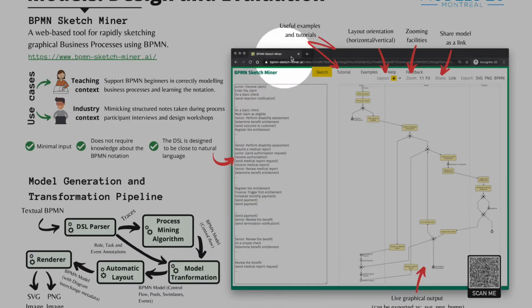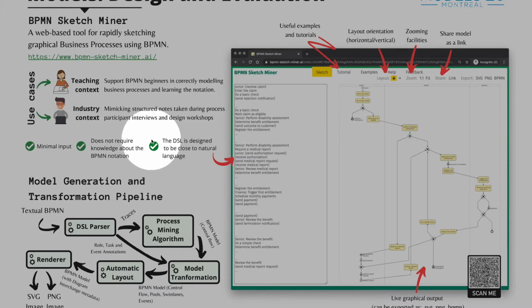The tool comes with a simple interface with a large text area which allows the user to introduce the textual input, based on a DSL designed to ensure that the user only needs to introduce a very minimal input. Also, it allows BPMN apprentices to correctly model processes using a correct, concrete syntax, as it doesn't require knowing about the graphical notation of BPMN.